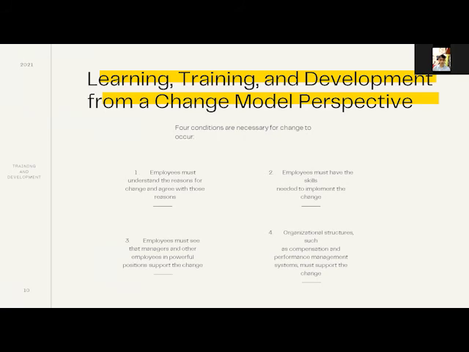So number 4, organizational structures such as compensation and performance management systems must support the change. Simply because we do know this halo effect, when a system of things is distracted, when one of those in the system is destroyed, then everything will fall apart. Everything will just fall back, and it will not continue its process. And so it is with this number 4.